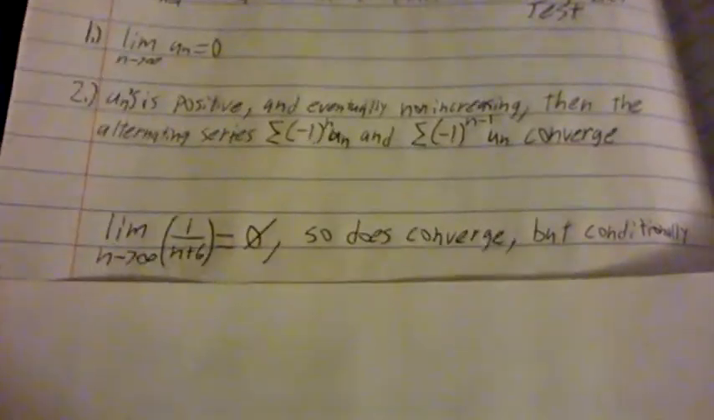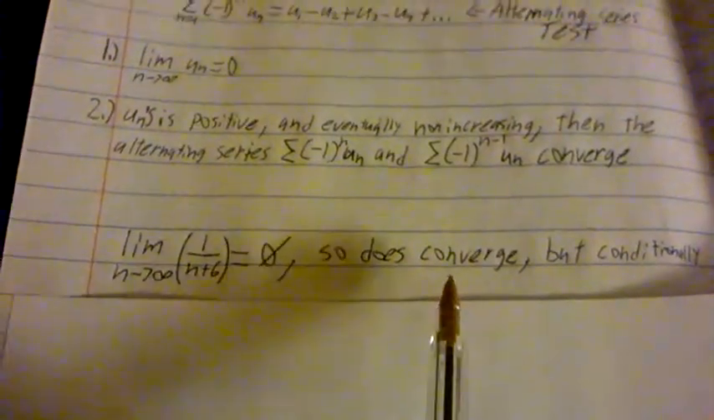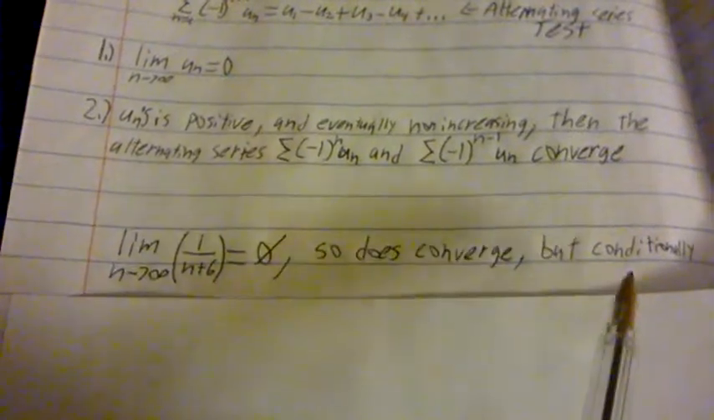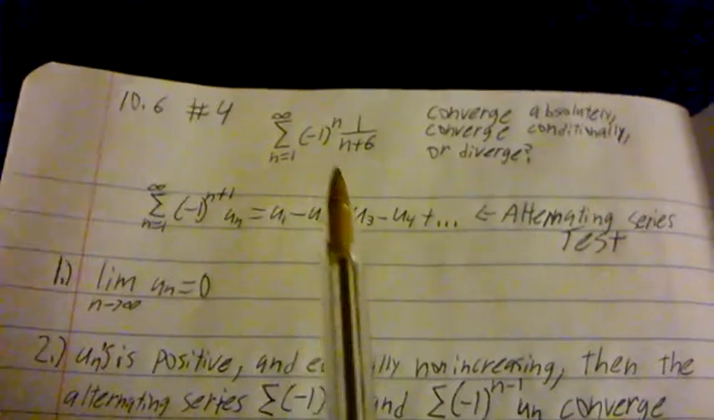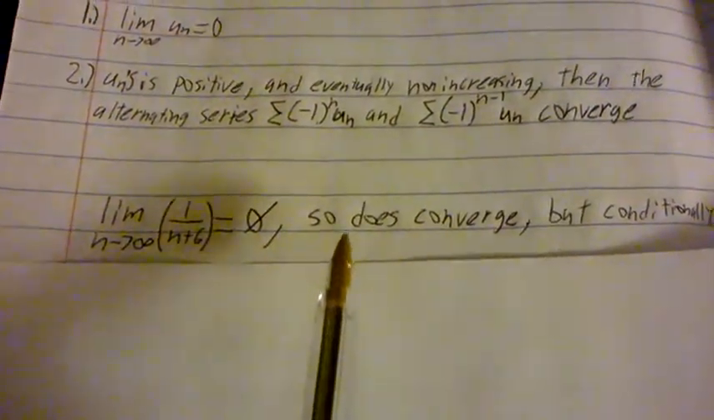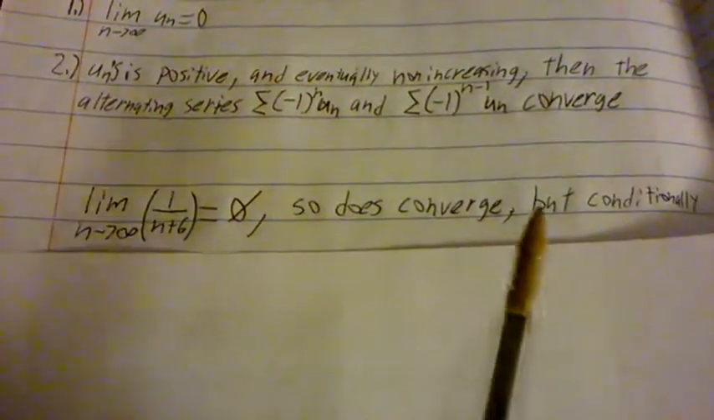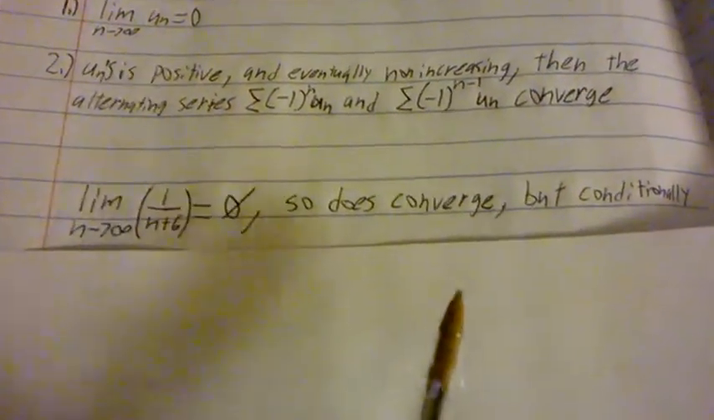So just say the limit as n approaches infinity of 1 over n plus 6. Obviously n is going to get really big, so this will eventually get to 0. So this does converge, but conditionally, because the absolute value of our u sub n will diverge. So our original series will converge, but the absolute value will diverge. That leaves us with conditional convergence.